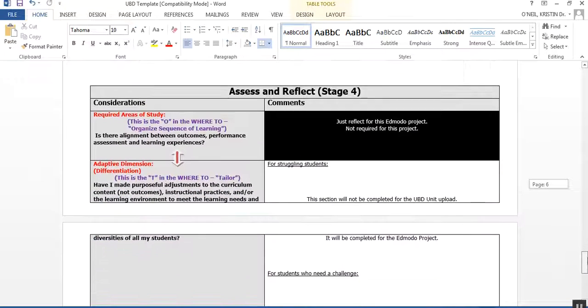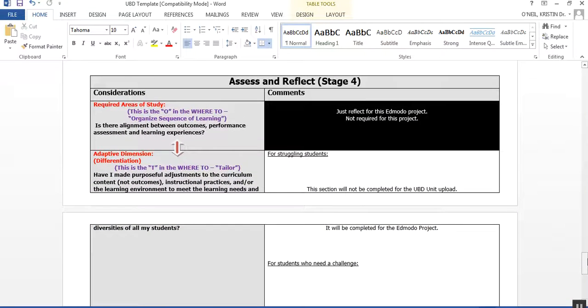And then last but not least, this is new. This was not in the traditional UBD template, but I like it. This is where we talk about differentiation.